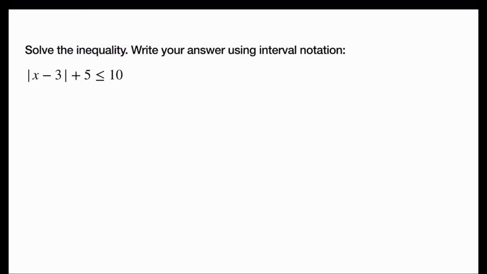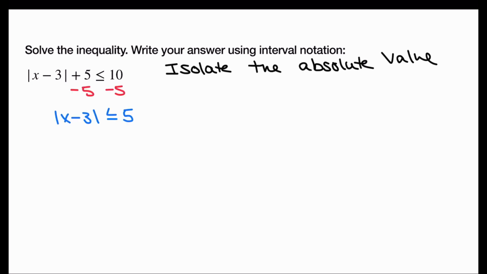If we want to solve an absolute value inequality in general, the first step is to isolate the absolute value. So the example I have is absolute value of x minus 3 plus 5 less than or equal to 10. So I'm going to subtract 5 from both sides, and now I've got absolute value of x minus 3 less than or equal to 5. The next step depends on whether you have a less than or greater than symbol, and whether you're dealing with a positive or negative number.